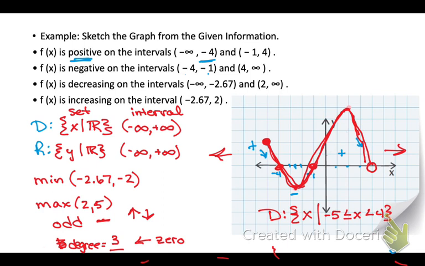What's the smallest? -5. And it's included, so we put a bracket, comma. What's the biggest? 4. Is it included? No. I've got a big old hole right here. So I put a parenthesis.